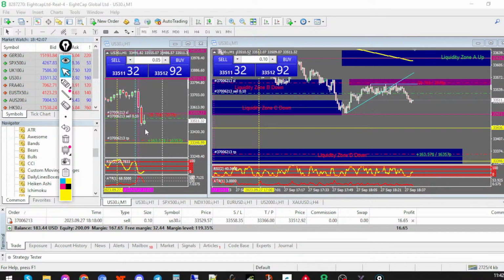Remember, guys, when the price is moving down, it's moving down because there are more buyers in the market. That's why the price is moving down. When the price is moving up, it's because there are more sellers in the market. Okay?